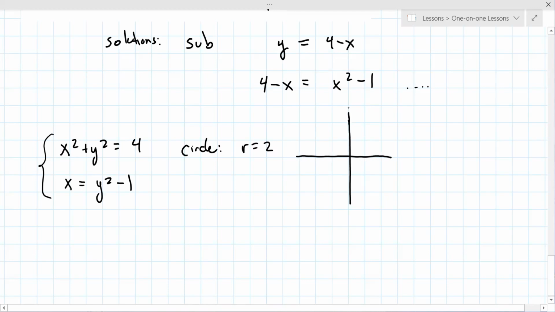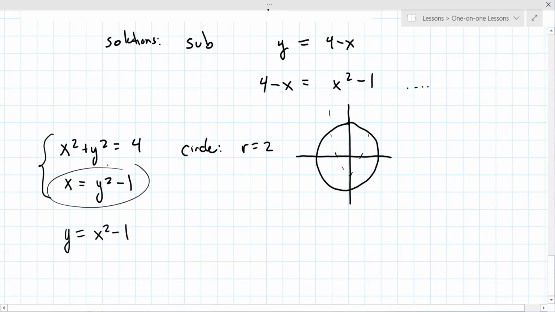So the radius of 2 here means it looks something like this. Any idea what this is? An upside down parabola? If it were y equals x squared minus 1, what would it be? A parabola, and it would look something like this. Would you agree with that? All this does is rotate it 90 degrees to the right. Everything flips. So it's a sideways parabola. It actually looks like this. Upside down would just be a negative. So how many places do these intersect? 2.